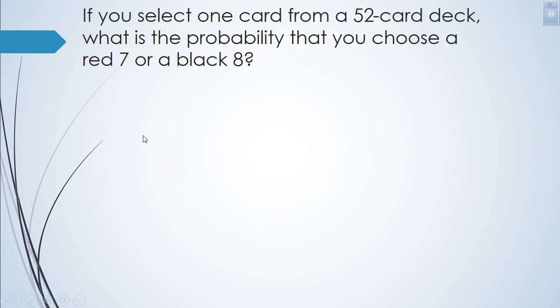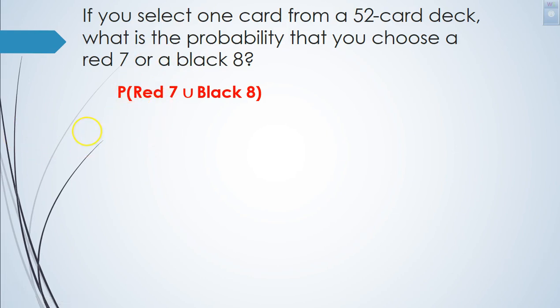Here's our next one. This one is from that mutually exclusive inclusive sheet, and the second page is independent dependent. So we're going to talk about these questions too from that activity. If you select one card from a 52 card deck, what is the probability that you choose a red 7 or a black 8? The first question we want to ask here is, is this a mutually exclusive or an inclusive event? Well, we only pulled one card, y'all. It is an OR statement, and that's what tells us whether it's inclusive or mutually exclusive, right? But we only pulled one card.